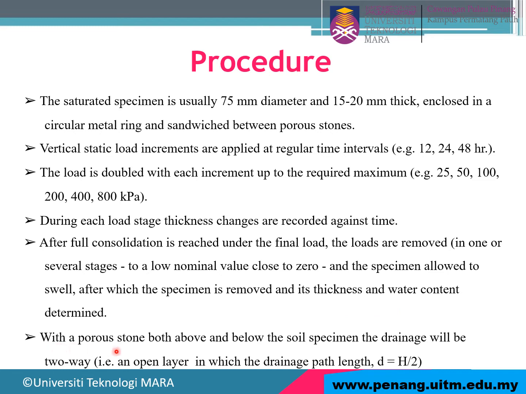With a porous stone both above and below the soil specimen, the drainage will be two-way. So when you apply two porous stones, it is going to be two-way. It is an open layer with drainage path length where the height is divided by 2. The drainage path is H over 2. If you are using one porous stone, the drainage will be different.